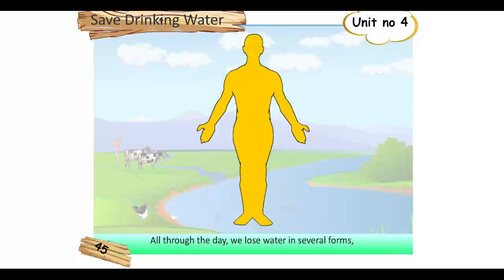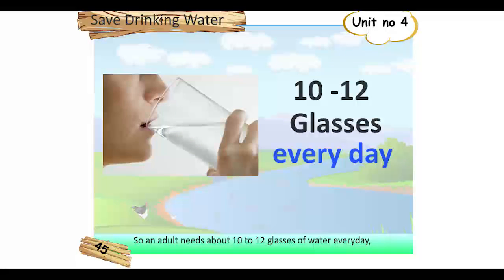All through the day, we lose water in several forms. Some water goes out through the pores of the skin in the form of sweat. Kidneys eliminate some water in the form of urine. So, an adult needs about 10 to 12 glasses of water every day.